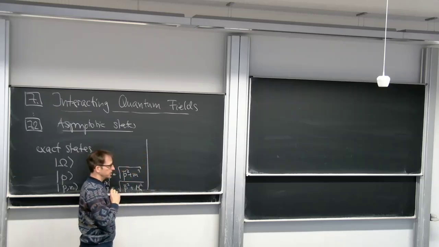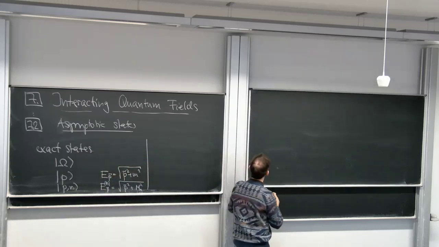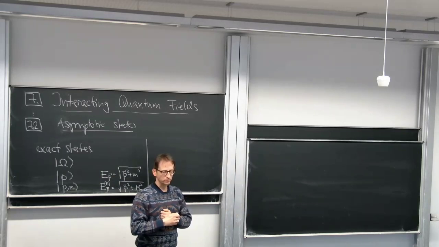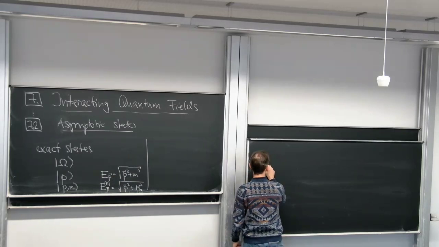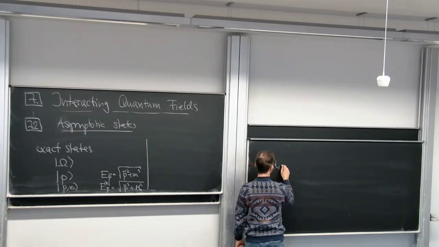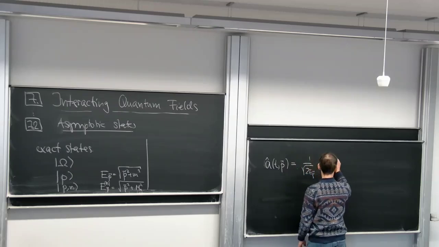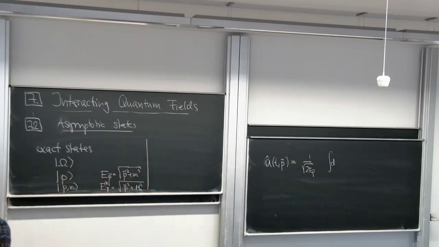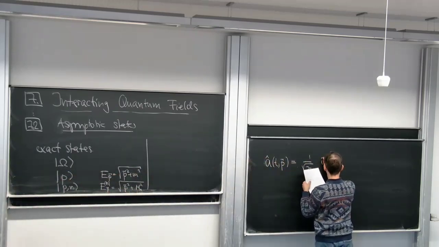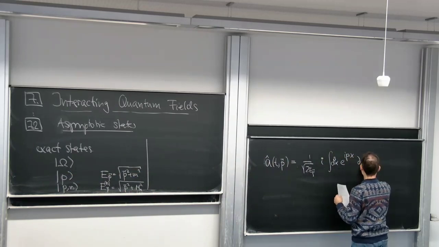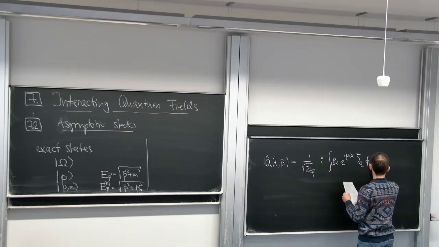And we had creation and annihilation operators. We need to, what do you remember? Let's see if we need more. This is what we define: A of t and p, and that's 1 over this normalization. And then there's probably an i and there's an integral, e to the i p x, times phi of x.